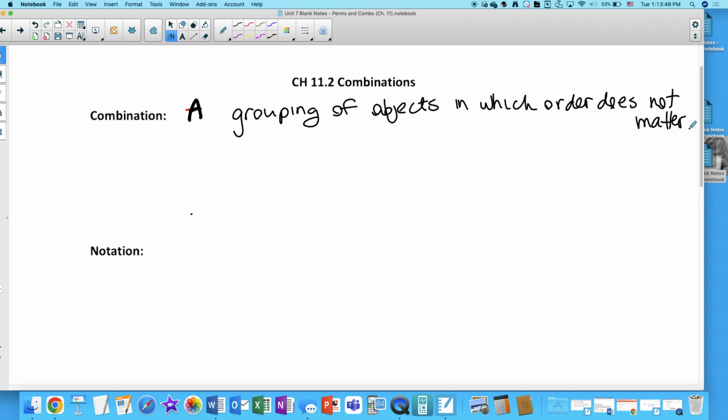Yes? Yes. Combinations tend to be easier than permutations. Yes. Not always, but often they are easier.